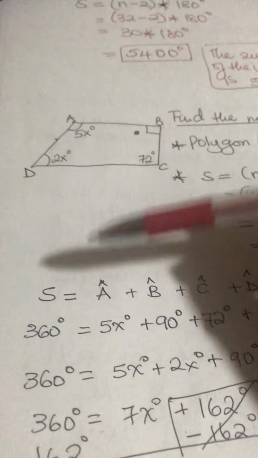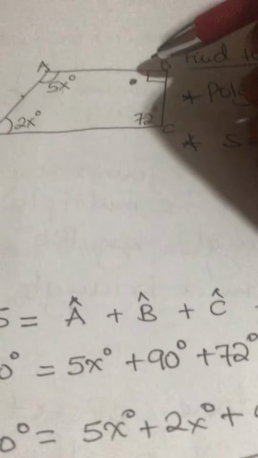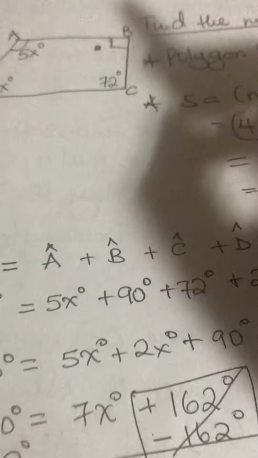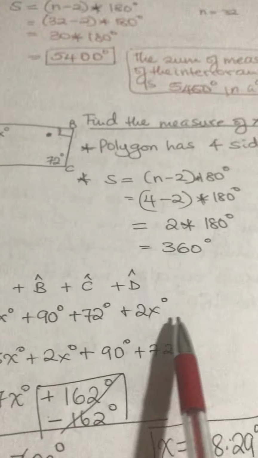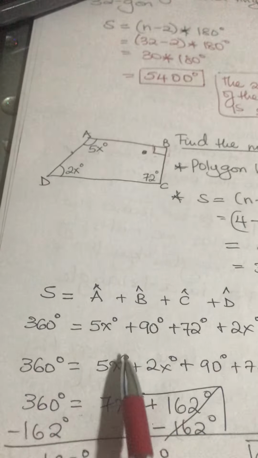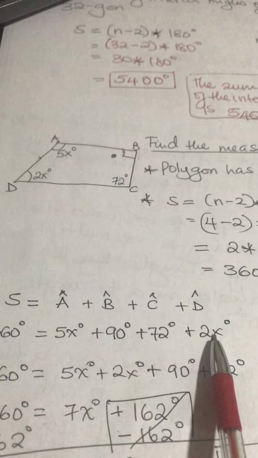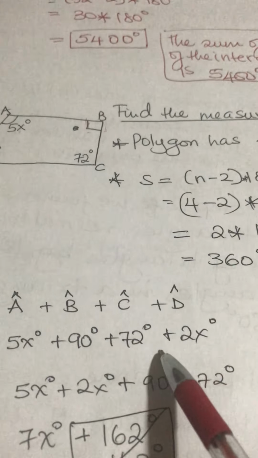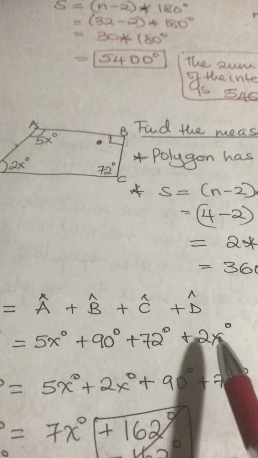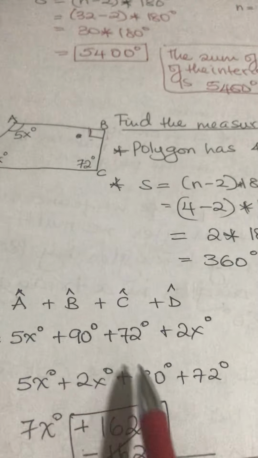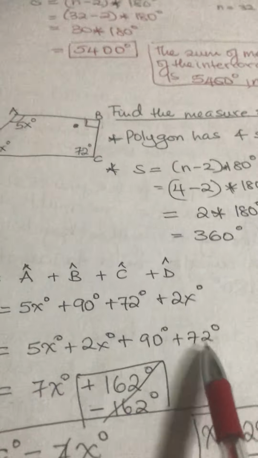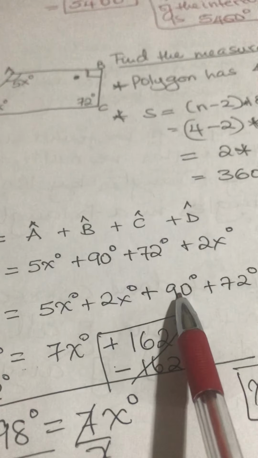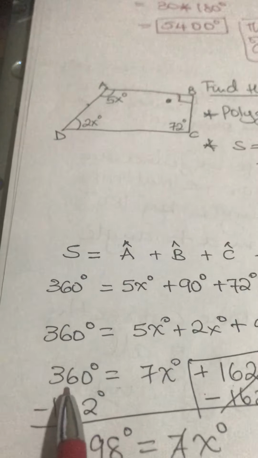Then I wrote A is 5x, like that. Remember, this little box means 90. No one will remind you. So I wrote my equation. I put my friends together. 5x is friends with 2x. I moved it over here. 2x is positive, so I took 2x with the sign. So I moved them there. I moved positive 90 and positive 72 over there. 5x and 2x, 7x. 90 plus 72, 162.